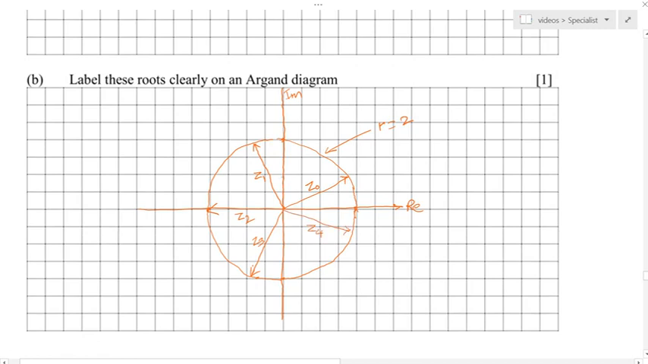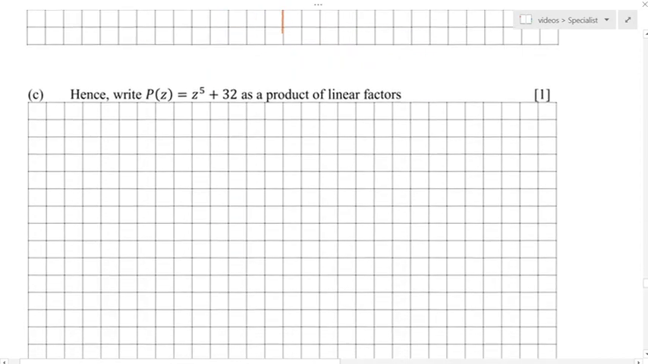We can see this root is 2 cis 3 pi over 5, and this is 2 cis minus 3 pi over 5. So basically they are conjugates. This root is 2 cis pi over 5, and this root is 2 cis minus pi over 5. So these are the conjugates. So we have two pairs of conjugates, this and this, and that and that. So z1 and z3 are conjugates, and z0 and z4 are conjugates. Just one mark, need to show these things, and we are done.